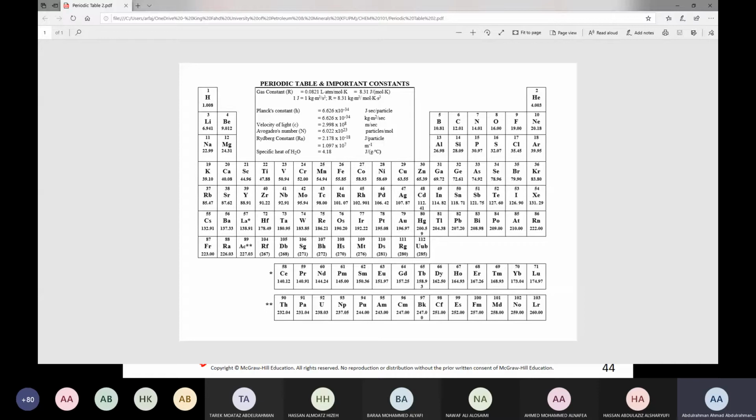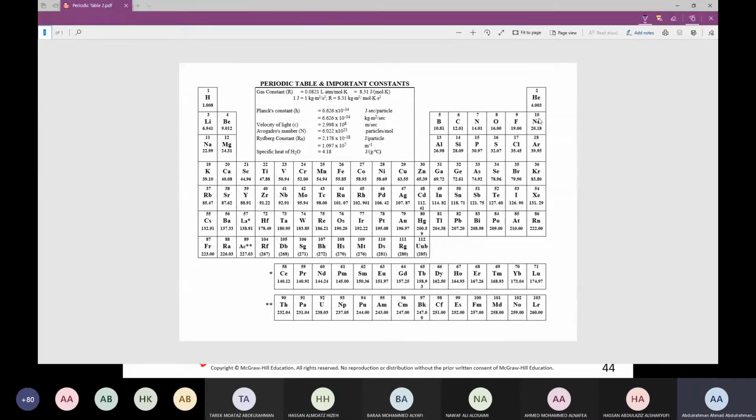What do you see for neon? What do you see at the top of neon? Here, 10. The atomic number. So this is the atomic number.